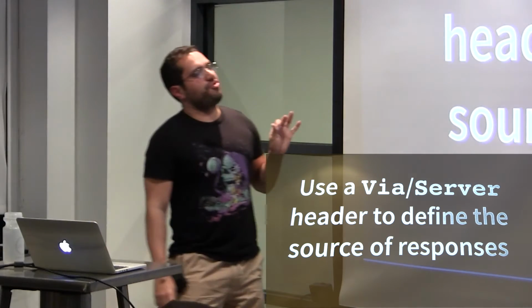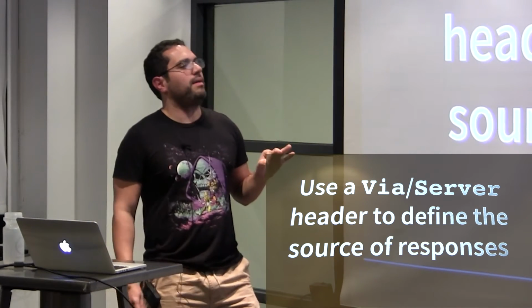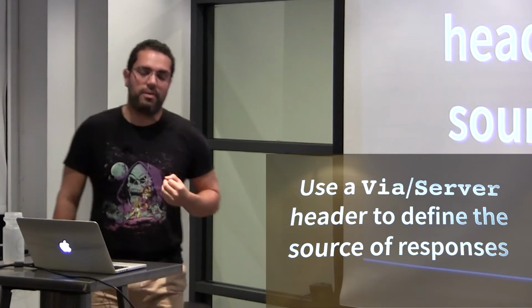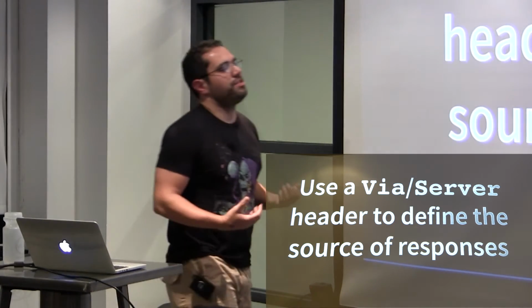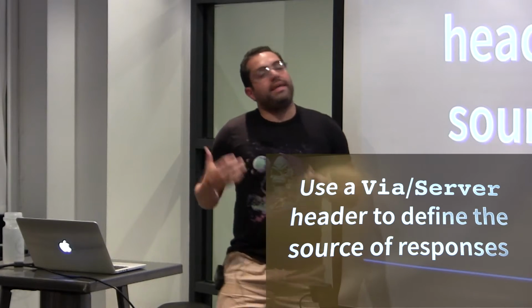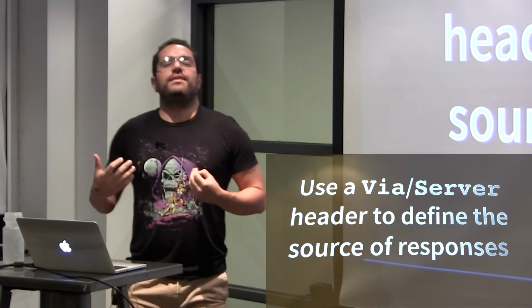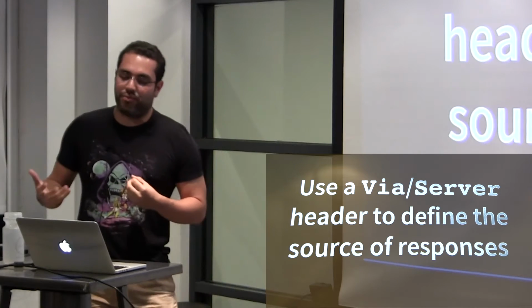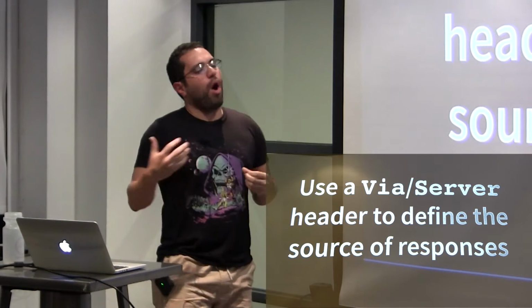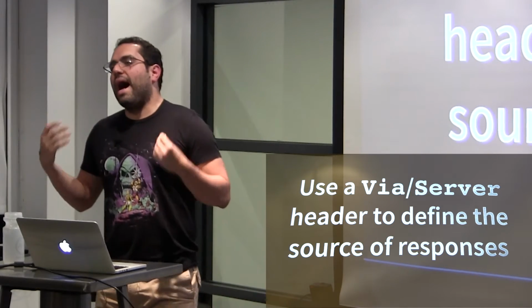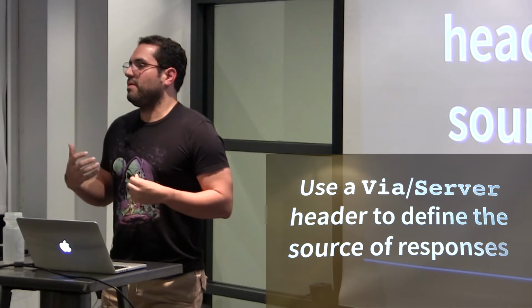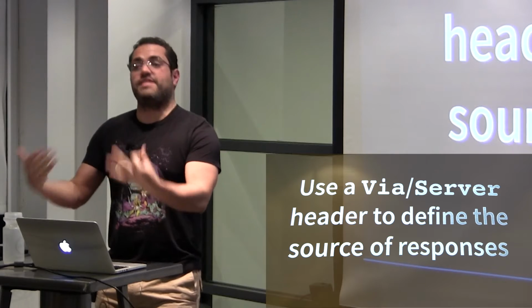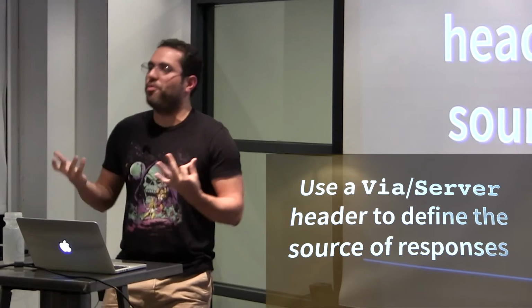Use Via and Server headers to define where the responses are coming from. If you are a proxy server, there is the question of where a response is coming from. This is one of the issues that we have found, because we have a lot of services that are running behind our proxies. People will always ask, oh, I saw an error. Is it an error in your proxy, or is it my application? So how do people figure this out?